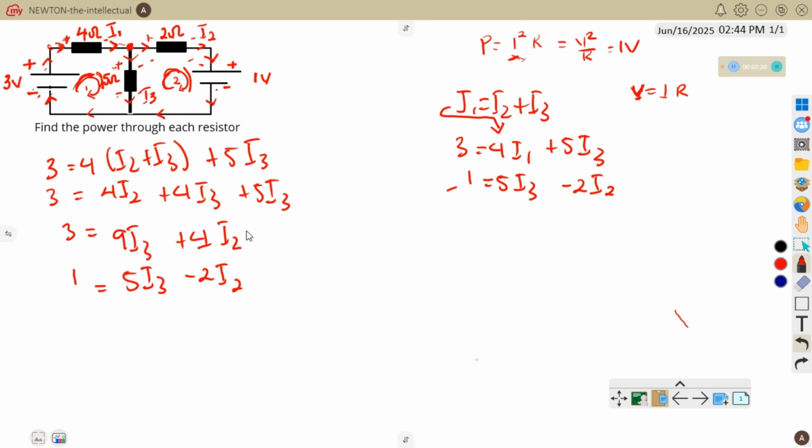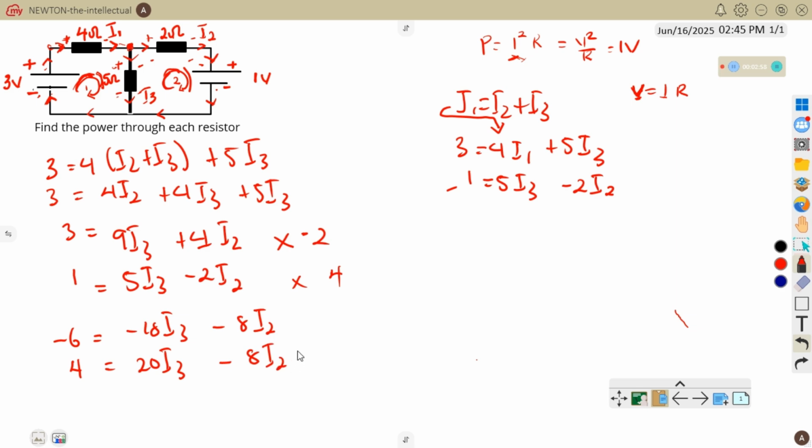So now we have these two equations, and then we can solve it using either elimination or substitution. But I'm using elimination because I think it is faster. So we'll multiply this one that is up by 2, and then we'll multiply this one down by 4. Multiply it by minus 2 and this one by 4. So here we're going to be having minus 6 is equal to minus 18I3 minus 8I2. Then for the bottom, we have 4 is equal to 20I3 minus 8I2, right?